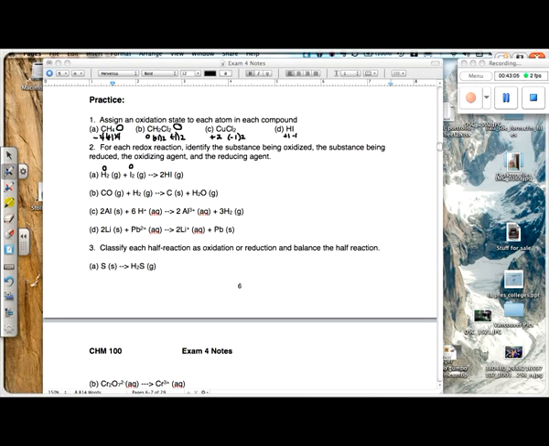These two elements here, hydrogen and iodine, are both zero in oxidation number. This coefficient has no meaning in terms of assigning oxidation numbers. We just did HI up above, plus one for hydrogen, minus one for iodine. Now, hydrogen is going from zero to plus one, so hydrogen is being oxidized, and H2, the whole compound, is the reducing agent.